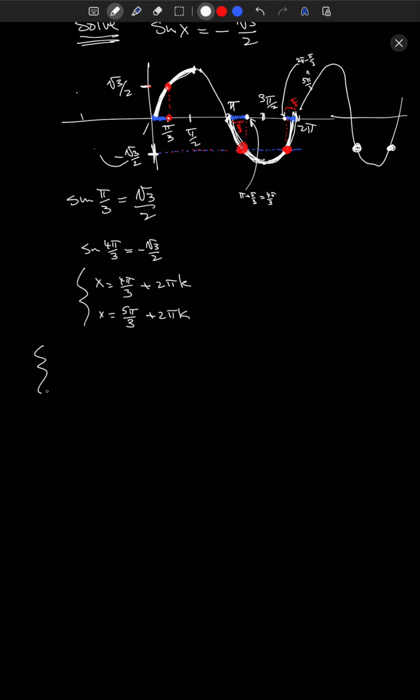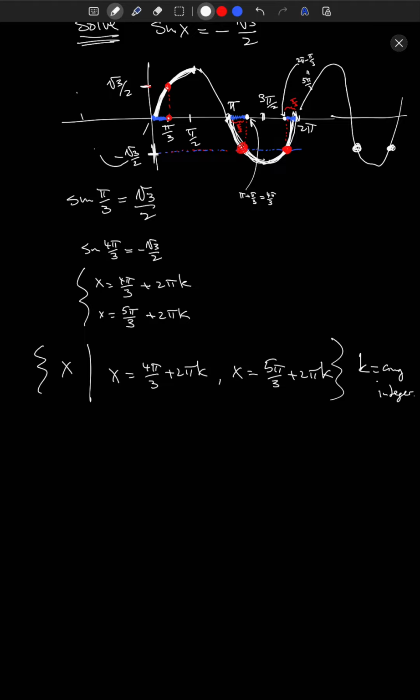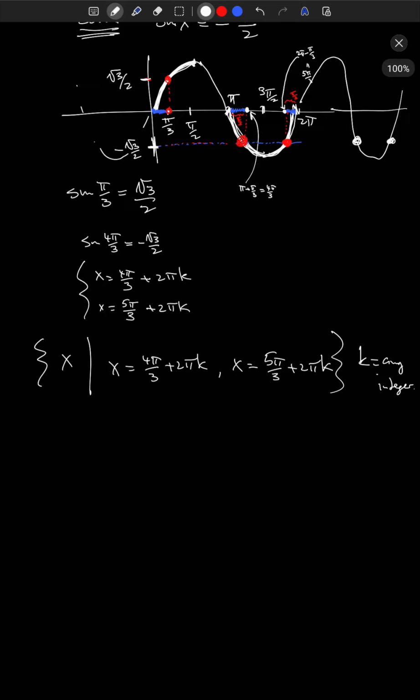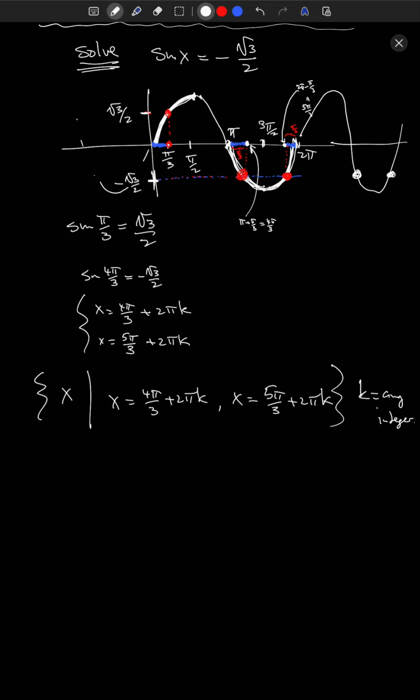And again, I write it as x such that x equals 4 pi over 3 plus 2 pi k, comma, x equals 5 pi over 3 plus 2 pi k, and k is equal to any integer. So again, very straightforward, if you're very comfortable with the graph, and if you're comfortable doing this kind of symmetry argument.